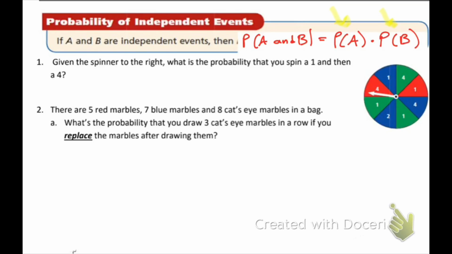Say that given the spinner to the right, so this guy right here, what is the probability that you spin a 1 and then a 4? Now we have to think about this. I want to spin a 1 and then a 4. Now, would this be independent or dependent events?